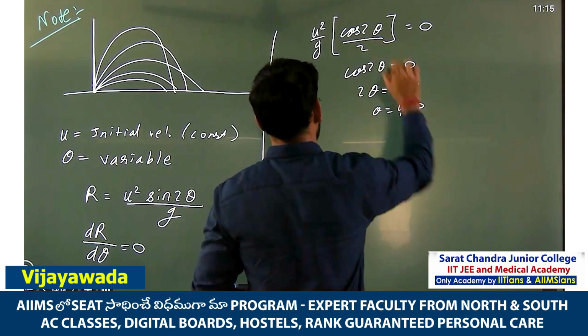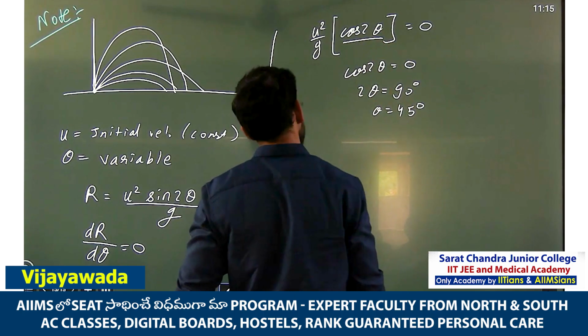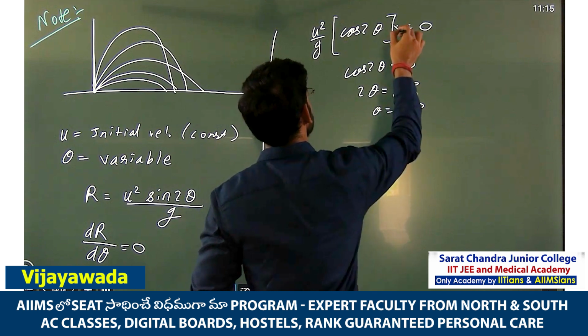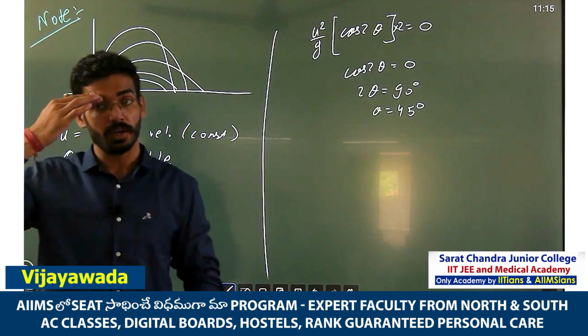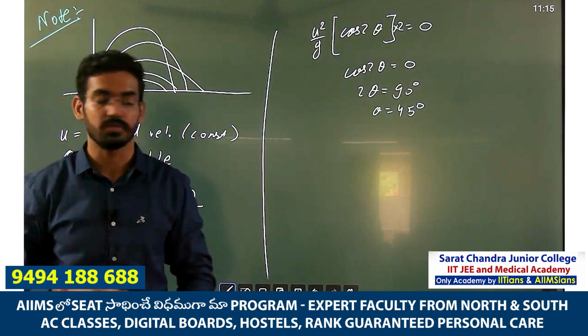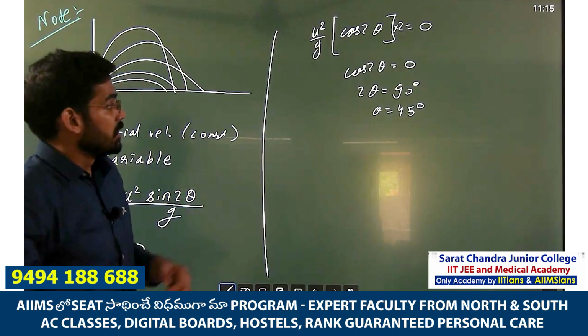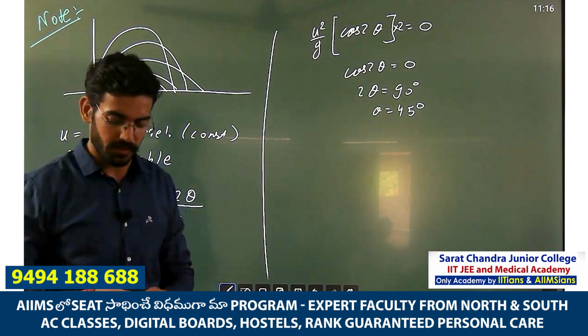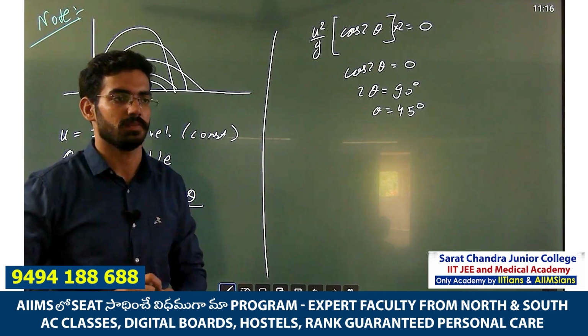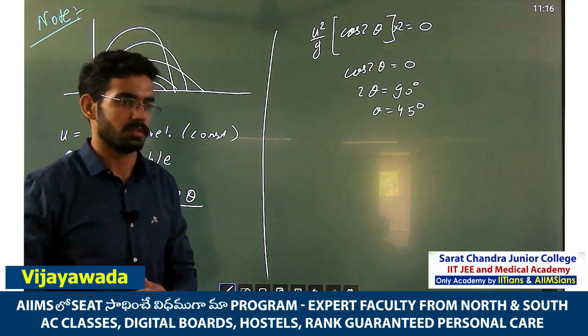Here a factor of 2 will also come. Sorry, multiply with 2. Right? Agree? The derivative of sine is cos, and then the derivative of 2 theta is 2. Theta equals 45. So if you project a particle at a 45-degree angle, its range is maximum. Got the point?